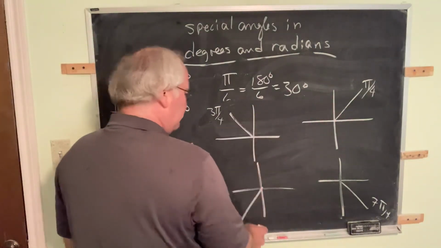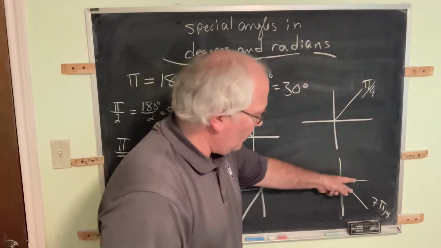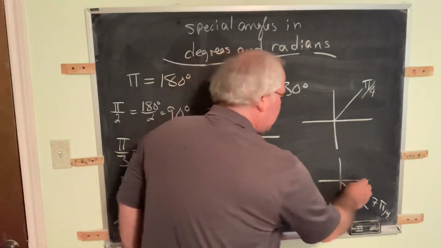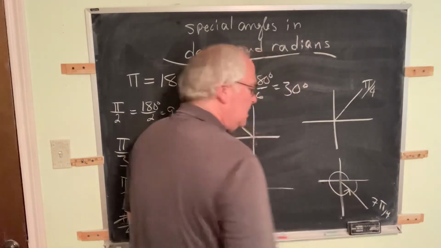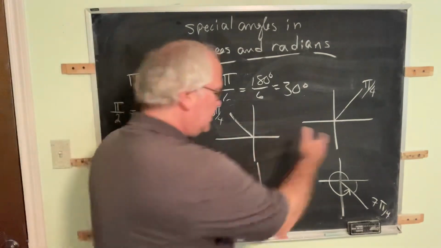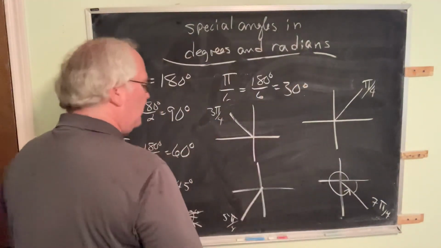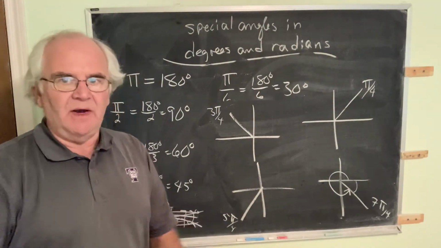1/4, 3/4, 5/4, 7/4. If you are in quadrant 4 and the reference angle is pi over 4, then this entire angle is 7 pi over 4. All right? That's the reference angle family for pi over 4, and there's nothing for it. You just need to know it.